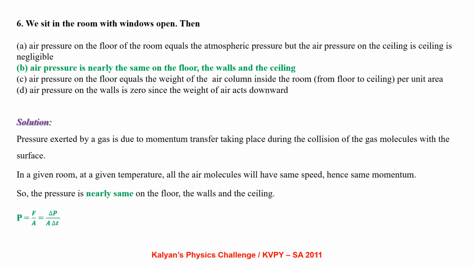We sit in a room with windows open. Then the air pressure on the floor of the room equals the atmospheric pressure, but the air pressure on the ceiling is negligible. Air pressure is nearly the same on the floor, the walls and the ceiling. Air pressure on the floor equals the weight of the air column inside the room per unit area. Air pressure on the walls is 0 since the weight of the air acts downward.